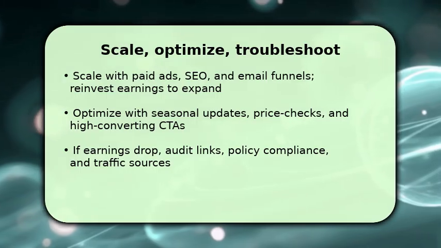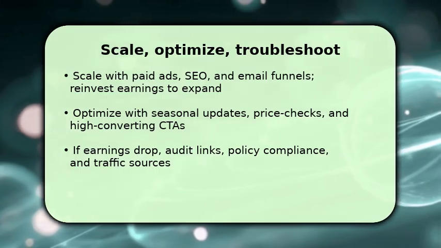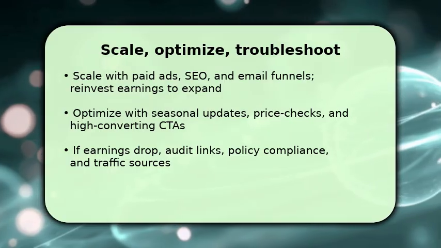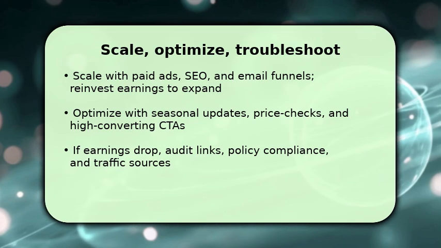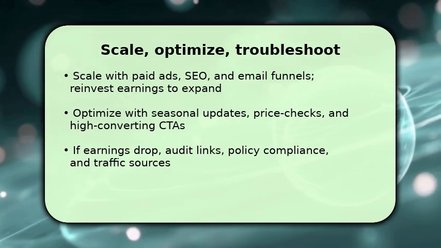If earnings suddenly drop, audit your affiliate links, check Amazon Associates policy compliance, and verify traffic sources for bot or low-quality traffic. That single audit usually reveals the fix.